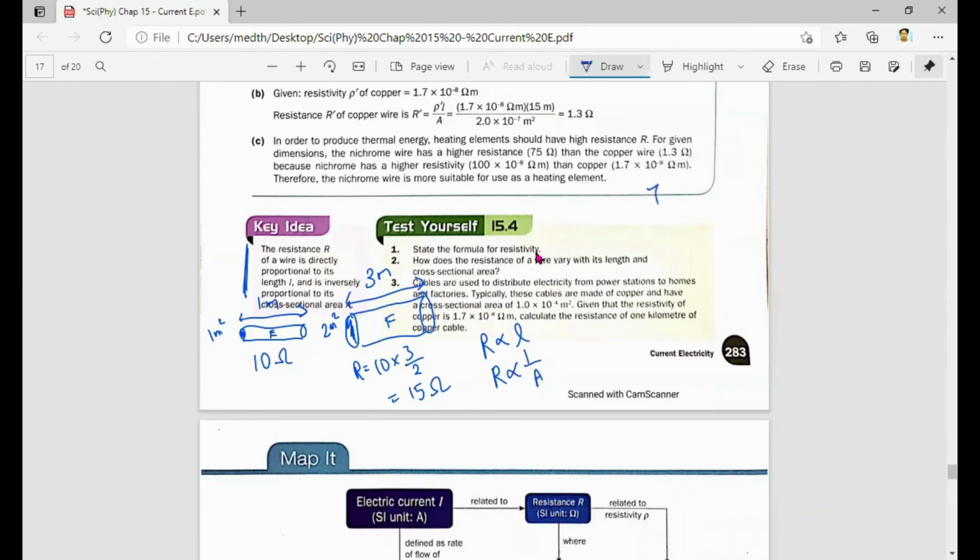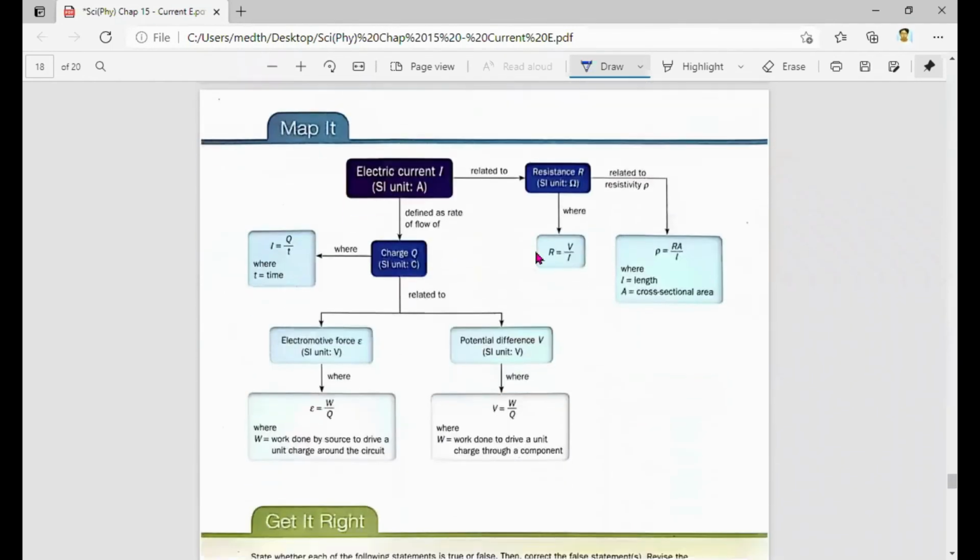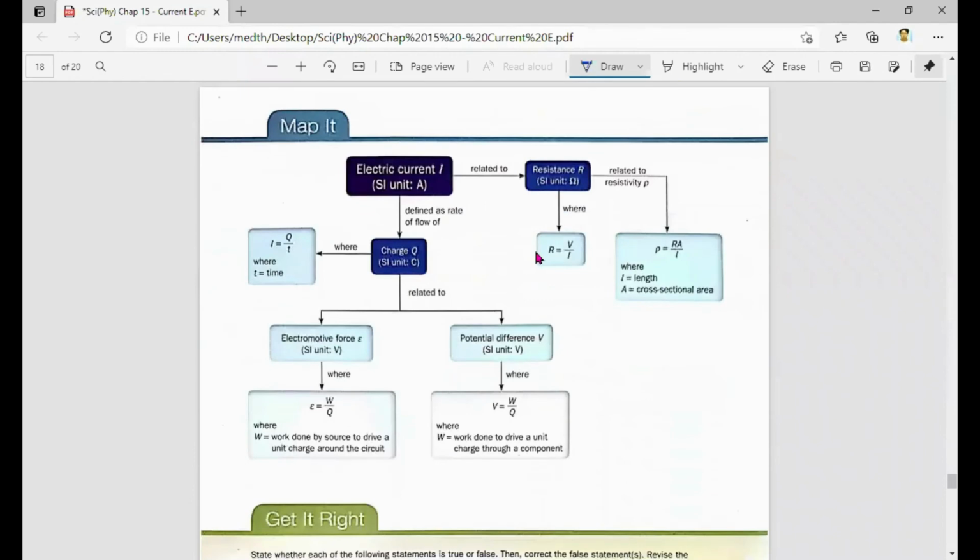So hence we have gone through current, we have gone through volts or potential difference or EMF, we have gone through resistance, and the last thing, a follow-up from resistance, is the resistivity. Okay, so these are the 4 things we've gone through in current of electricity. So this is the mind map. You can look through it. These are really just the things we've gone through.